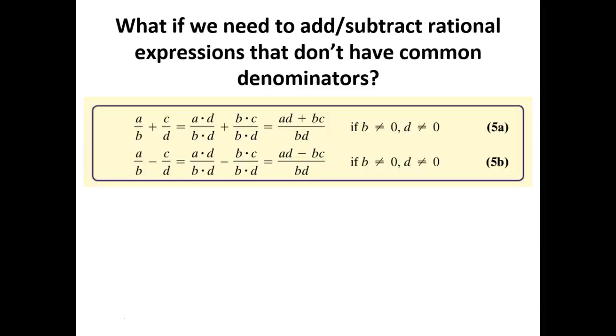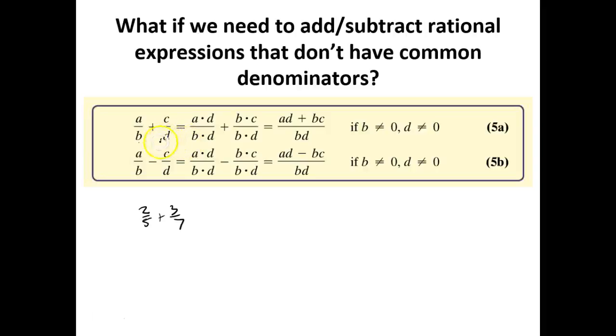What do we need to do to add or subtract rational expressions that don't have common denominators? Well, if the denominators are different, like here, then what we have to do is get the same denominator. So kind of like if you had 2/5 plus 3/7, those two fractions don't have the same bottom. You'd have to get common denominators. That's what this is saying right here. You have to get common denominators.